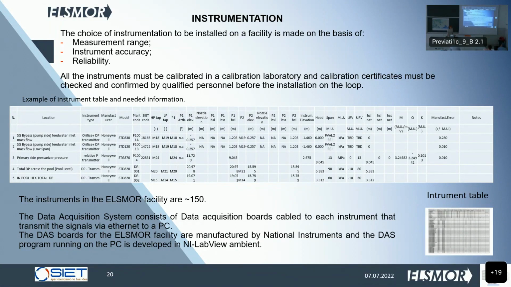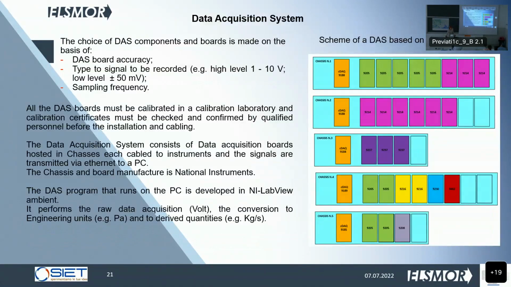And one part that is heavily instrumented is the pool, because data will be used for CFD assessment concerning the pressure distribution inside the pool. Then we have a data acquisition system, because we need to record all the signals from the instruments. How is it done?